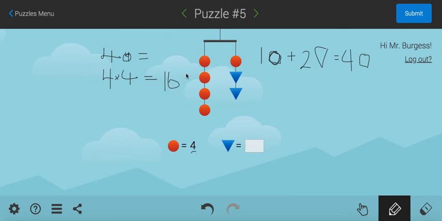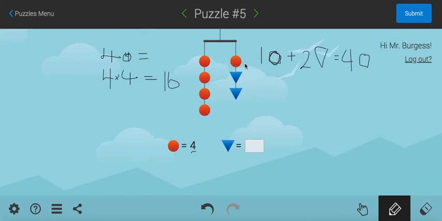And that seems really obvious, it's not like 44 or 4 plus 4, that you would add these all up or in essence multiply them. But trust me, these are the basics of algebra. 4 red circles means 4 times 4, 16.